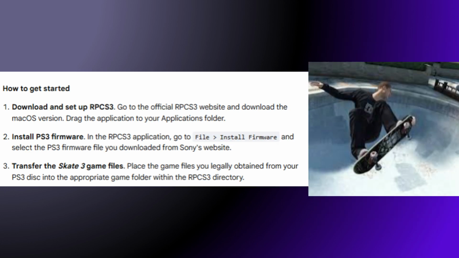How to get started. Number 1. Download and set up RPCS3. Go to the official RPCS3 website and download the Mac OS version. Drag the application to your Applications folder. Next, install PS3 firmware. In the application, go to File, then Install Firmware, and select the PS3 firmware file you downloaded from Sony's website.